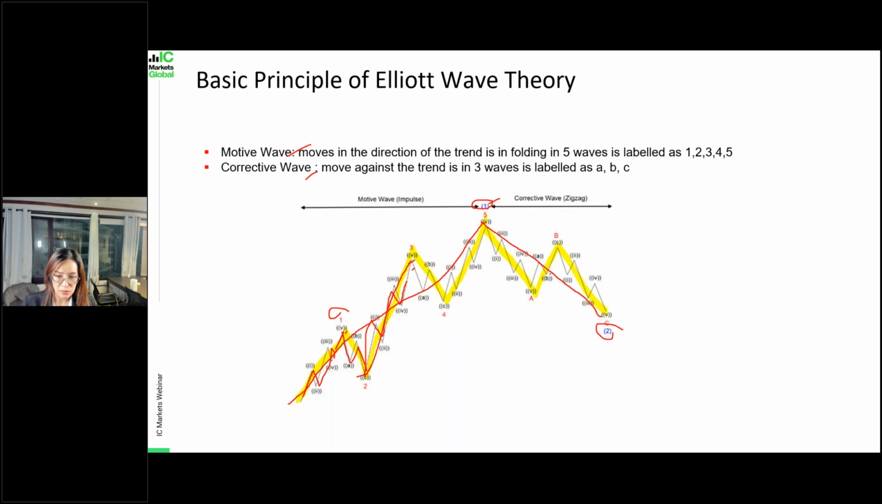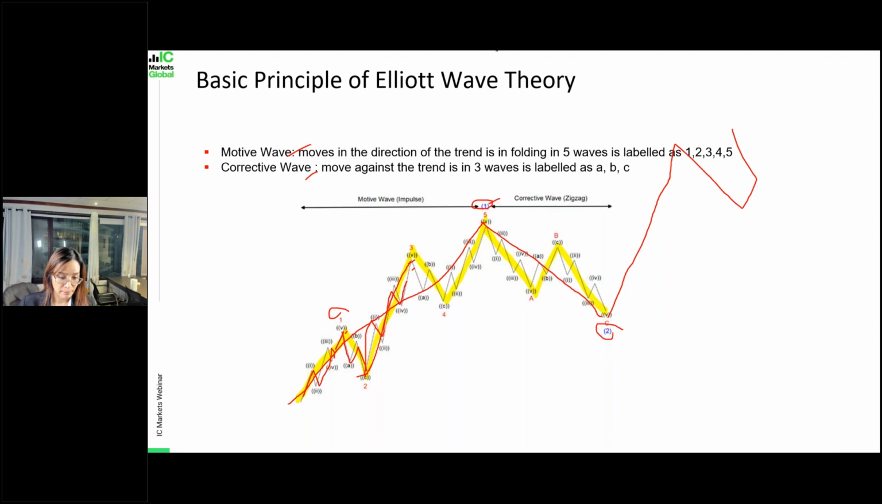All right, wave 2. In wave 2, there will be A, B, C, right? In the A, B, C, there will be 1, 2, 3, 4, 5. And A to B, there will be A, B, C, which is a zigzag. Any one of you guys clear about this? Okay, there will be wave 2, and then there will be a wave 2 to 3, 4, and 5.